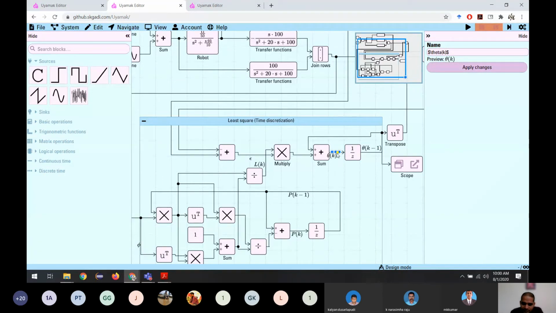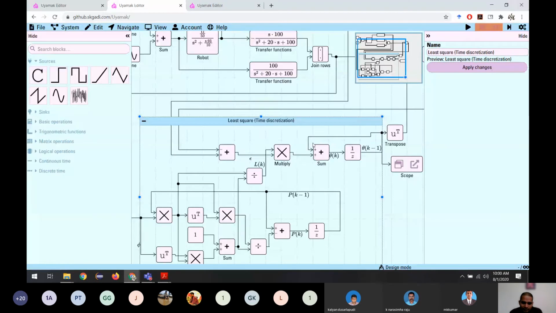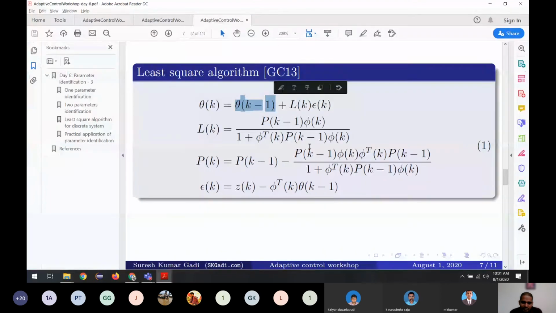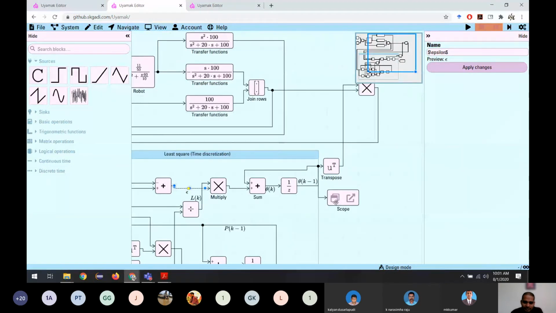So what we see here is, if this is theta, this is the previous value of theta. So what is theta of k? The theta of k, or the present theta, is equal to the previous value plus another term, that is L times epsilon. The L is the first one and the epsilon is the second one in the multiplication. We are doing all matrix multiplication. So L times epsilon, we get this. So we have finished the whole algorithm, and we can see the results.